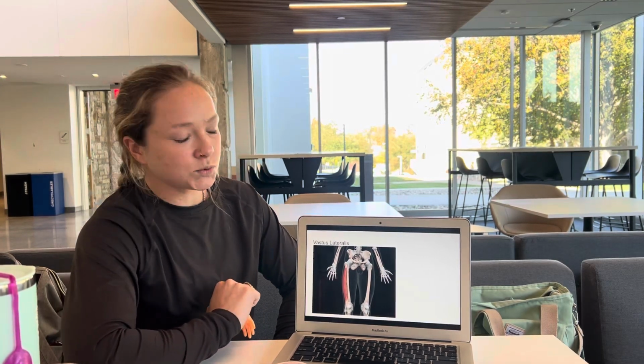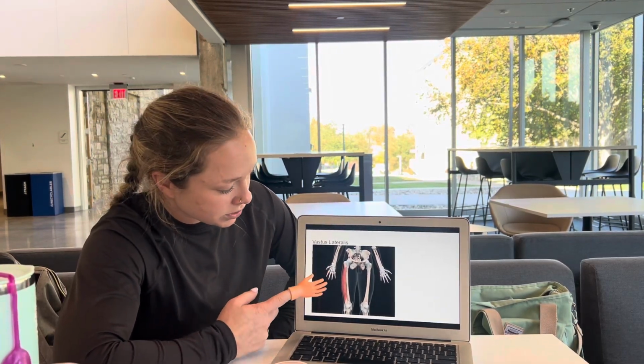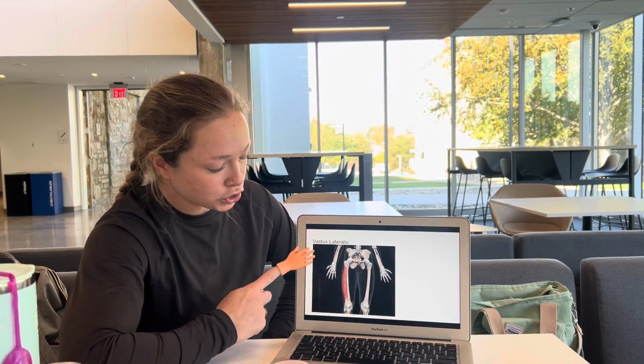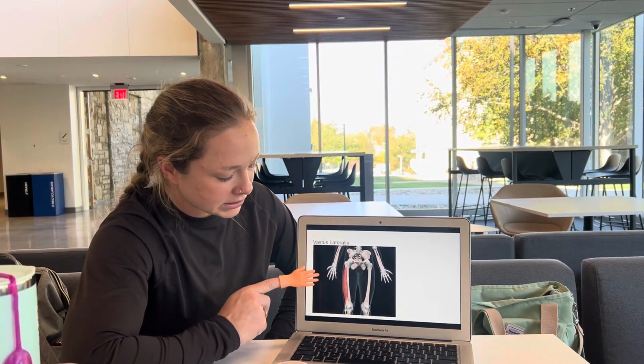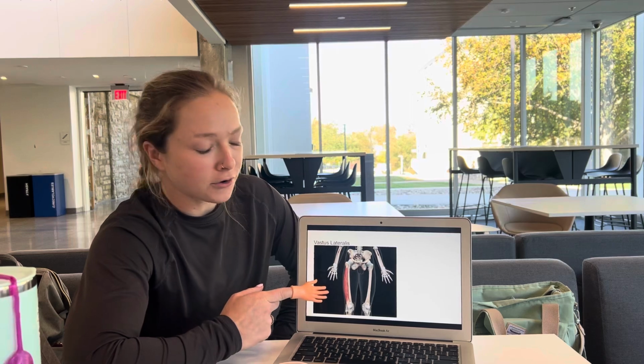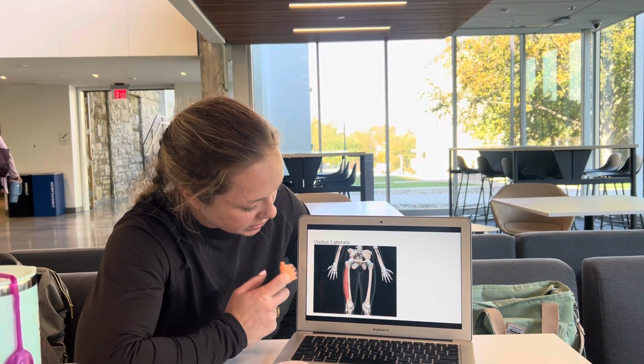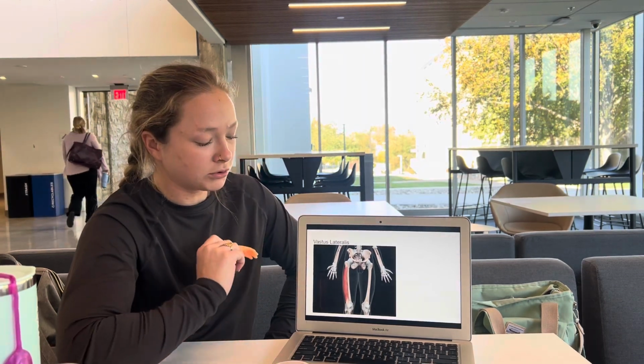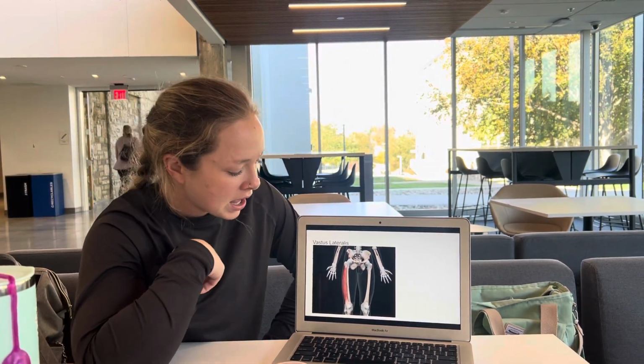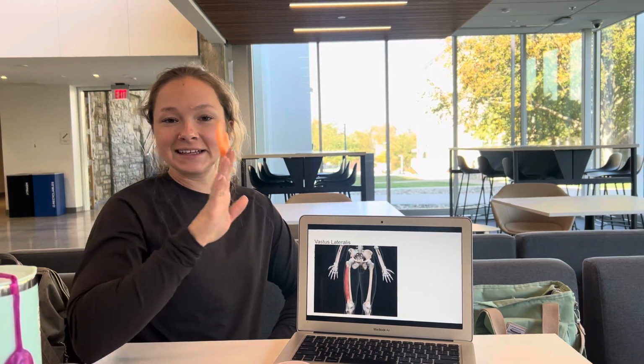Vastus lateralis is one of our quad muscles. It is going to originate on the greater trochanter, on the linea aspera, and on the lateral surface of our femur. And then it is going to insert down on the tibial tuberosity via the quad tendon into the patellar tendon, and it is going to help us with knee extension.